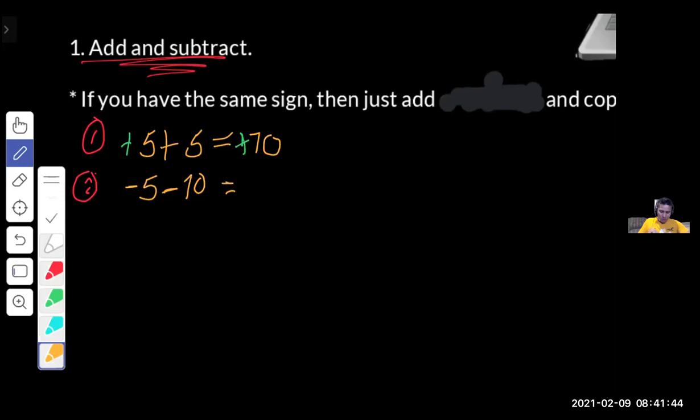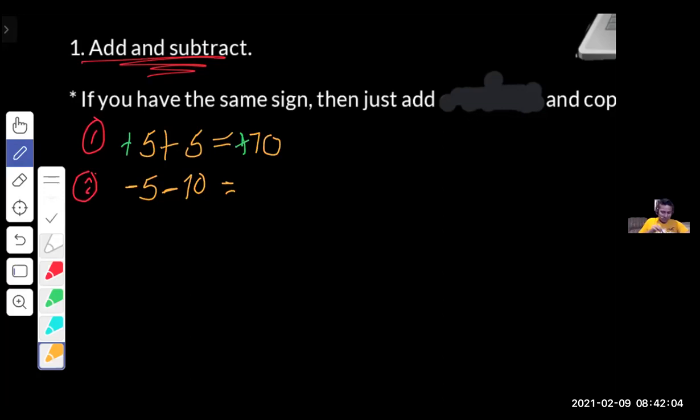Now we have -5 minus 10. You have to tell me what the answer is for this one. Negative 10. Negative 15. Yes, negative 15. Okay, let's have a look.